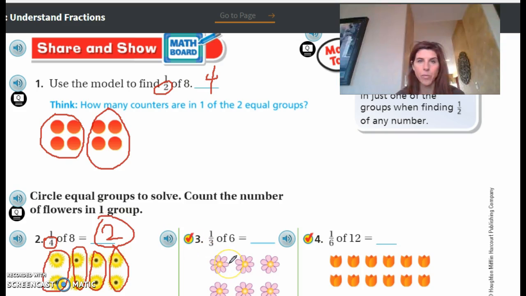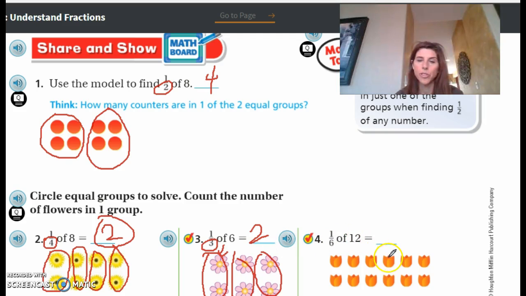We can always represent that with a picture. 1/3 of 6 is what they're looking for here. 1/3 of the 6 pretty daisies here. We need to make 3 equal groups of 6. This is going to be a group 1, 2, 3. That's 3 equal groups. So 1/3. What is 1/3 of 6? That would be just this group here with 2. 2 is 1/3 of 6.